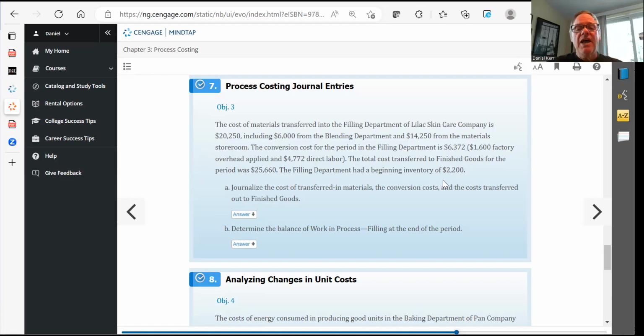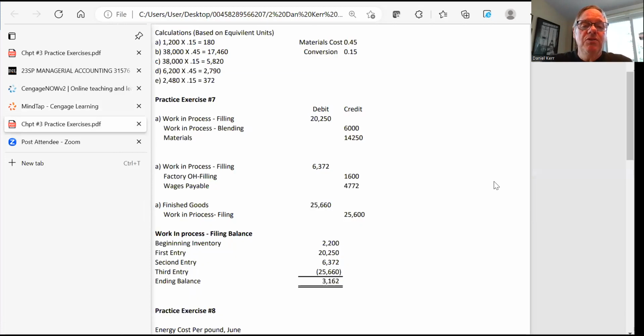So on the basis of that, we have to do two things. In A, we have to journalize the entries for the cost transferred in materials, the conversion costs, and the cost transferred to finished goods. And then B, we have to determine the cost of the work in process inventory filling at the end of the period. So there's the data that was given. And now let's leap to the solution.